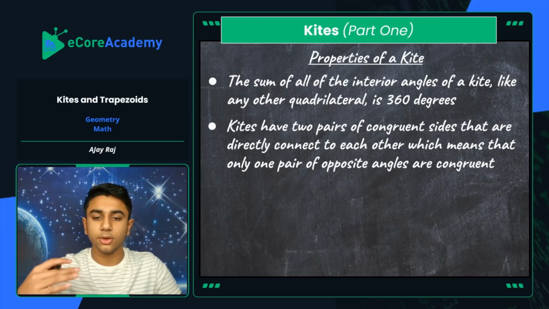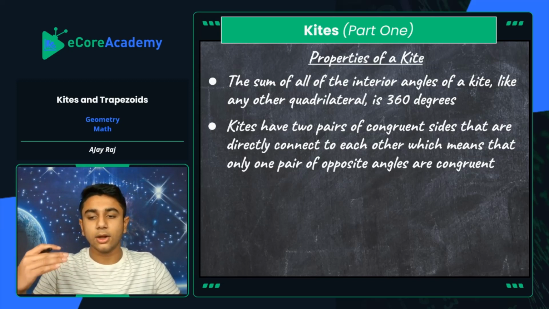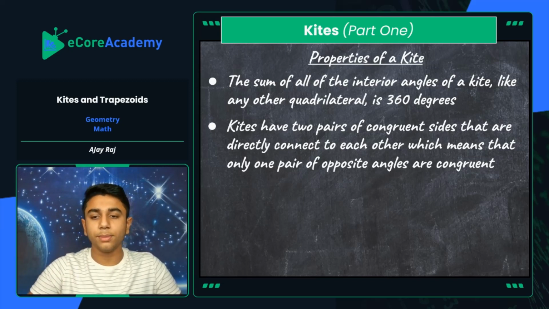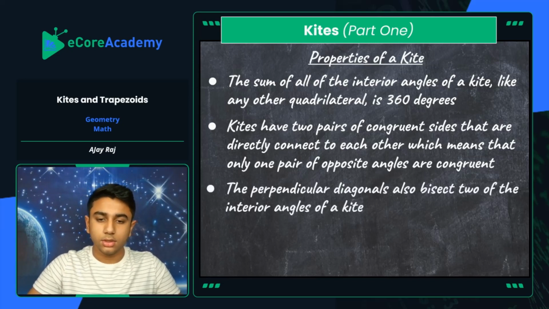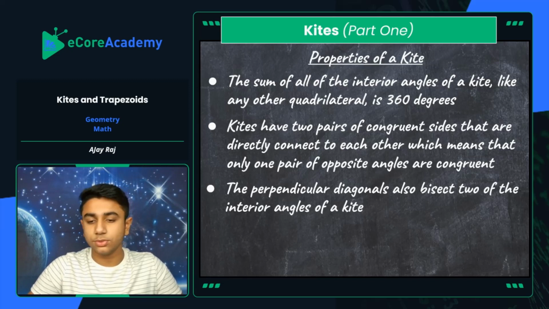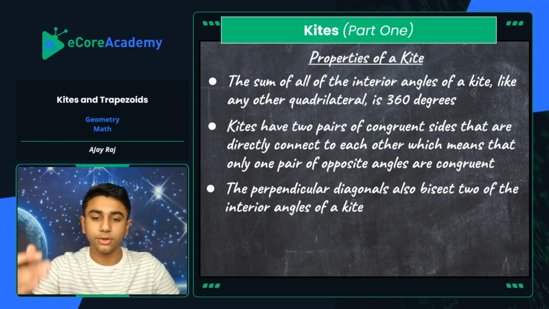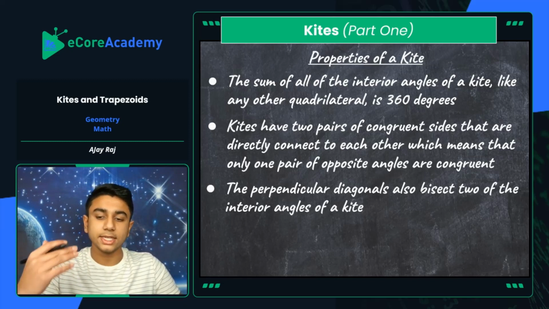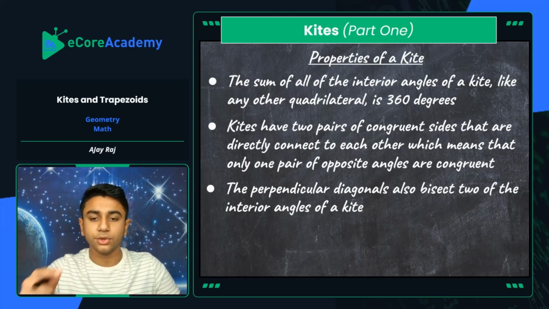to each other, which means that they only have one pair of opposite angles that are congruent. So they have two pairs of congruent sides, and only one pair of opposite angles will be congruent. And I'll show you which ones those are. So the perpendicular diagonals also bisect two of the interior angles of a kite. What that means is each perpendicular diagonal will actually intersect each of the angles as known, but it's also going to bisect only one pair of those congruent angles. So those congruent angles that we have are also going to be bisected.